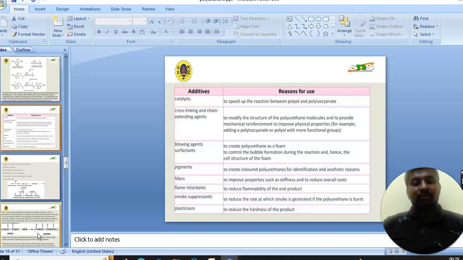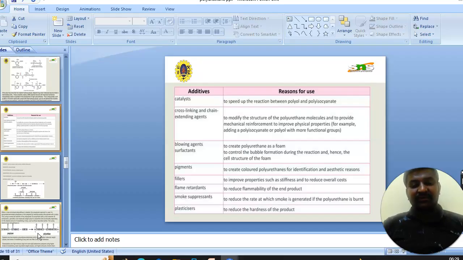The next is blowing agents and surfactants. They were used to create polyurethane as a foam, to control the bubble formation during the reaction, and to regulate the cell structure of the foam. Pigments are used to create colored polyurethanes for identification and aesthetic reasons. Fillers improve properties such as stiffness and reduce overall costs.